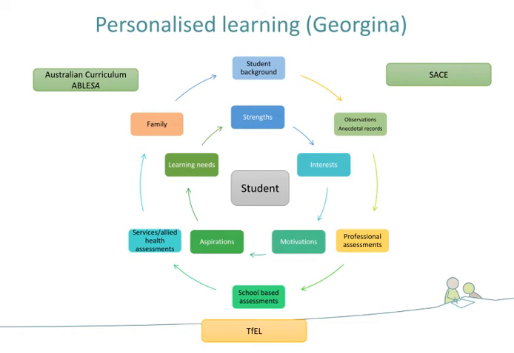This diagram represents the cyclical nature of the personalised learning process. The student is at the centre of this process. We gather information about the student's strengths, interests, motivations and aspirations from the perspective of all relevant partners collaborating in the learning plan. We identify the student's learning needs by gathering evidence from systemic data, school assessments, allied health and other professional assessments, observational data, and by talking with the family.